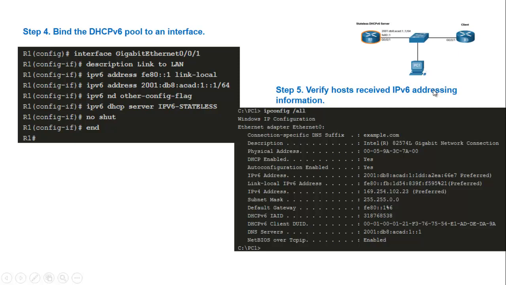Once we have done that, PC1 would solicit, and then R1 will send an RA to PC1, and then PC1 would connect to the DHCP server as well to get information about the DNS server and also the domain name. Now we can verify that the host PC1 has received the IP version 6 addressing information. With ipconfig /all, we can see it has the DNS suffix, the IP version 6 address, the link local address, and the DNS server. PC1 now has all the information and can continue to use the network.